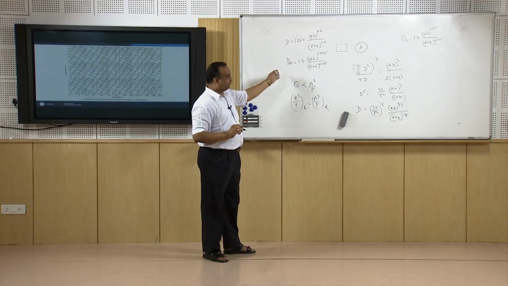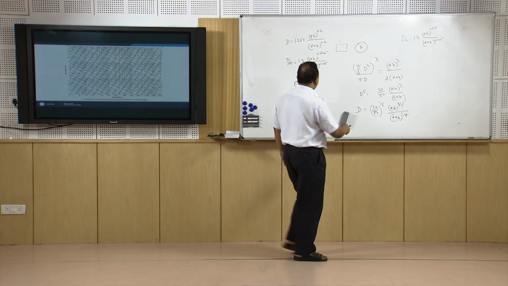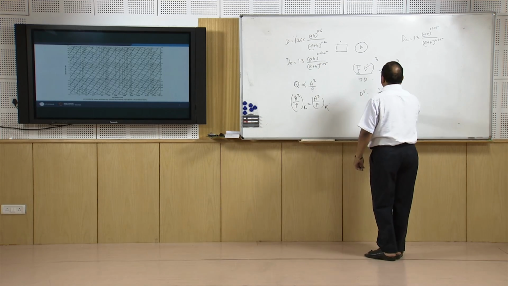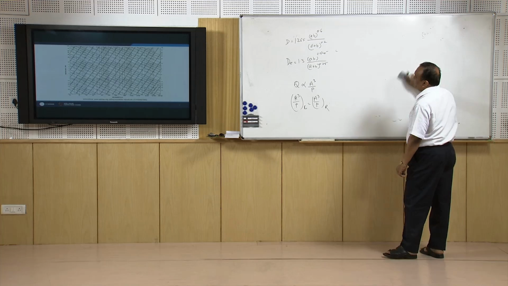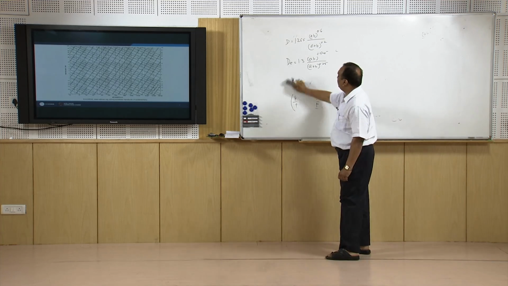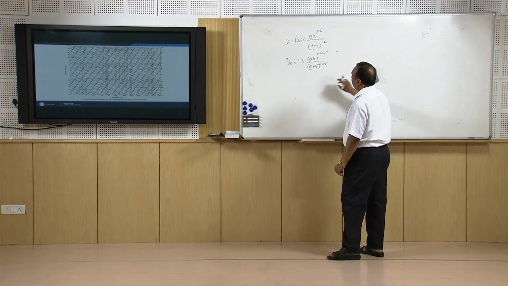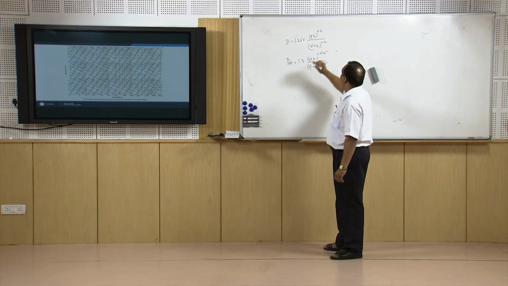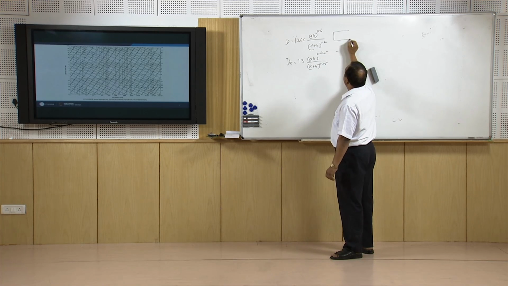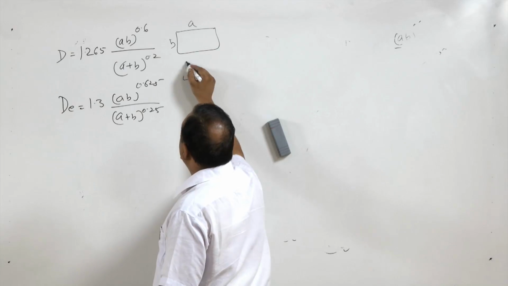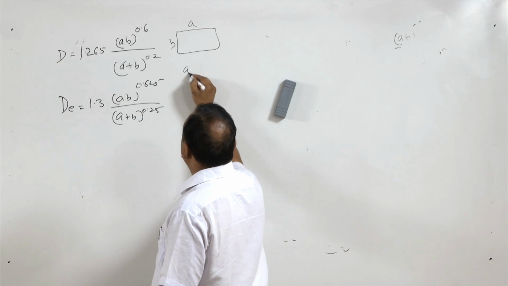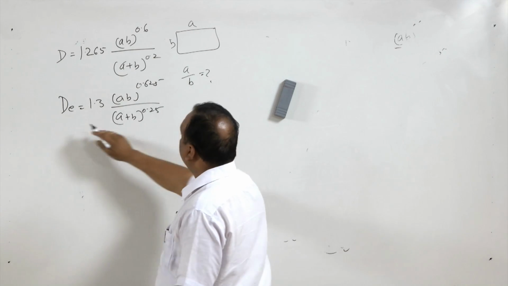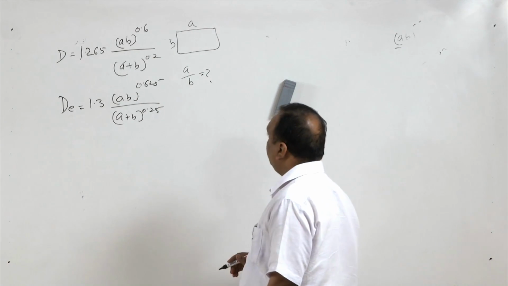This is how we get this formula, and this formula is very useful if we know the value of A and B. If it is a square duct, then definitely A is equal to B. So if the equivalent diameter is known to us, we can find the value of A and B. If there is a rectangular duct, then we must have the aspect ratio, A by B, and then we can find the value of A and B.